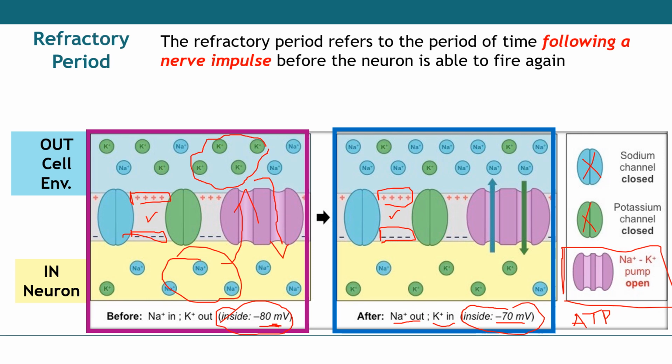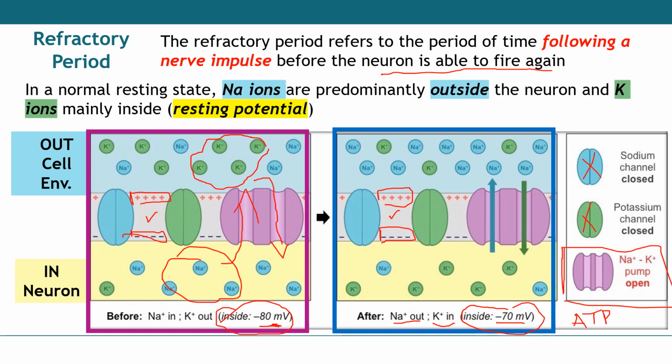Okay, so to summarize, I told you that this period is very important because it allows the neurons to set up everything to fire a new nerve impulse. And what is the main thing that happened? Yeah, we need to reset the ion distribution. So the sodium has to go outside and the potassium ions need to go inside.